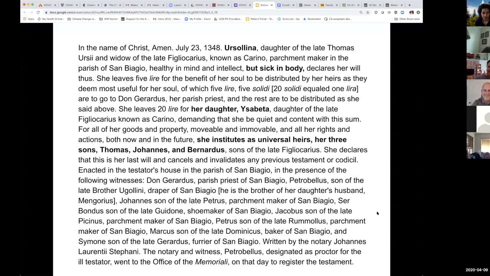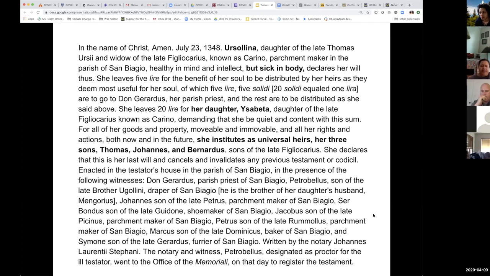I mean, what kind of comment is that, on what will become her deathbed, to be making to her daughter. For all of her goods and property, movable and immovable, and all of her rights and actions, both now and in the future, she institutes as universal heirs, so they inherit everything, her 3 sons, Thomas, Johannes, and Bernardus, sons of the late Philocarius. She declares that this is her last will and cancels and invalidates any previous testament or codicil. And then the rest of it is just the verbiage about documenting it and the witnesses.